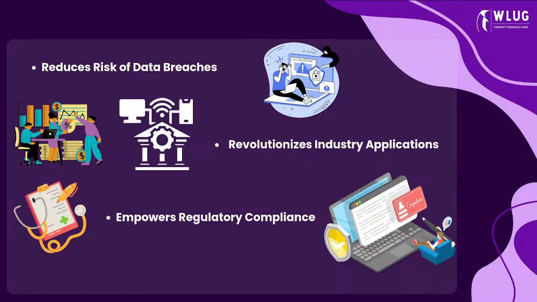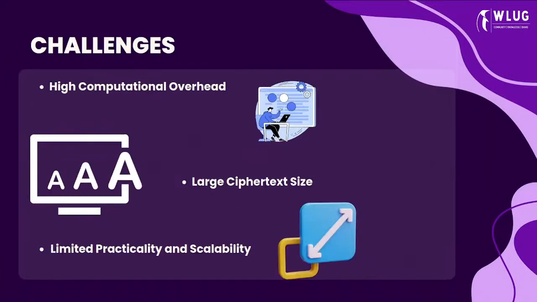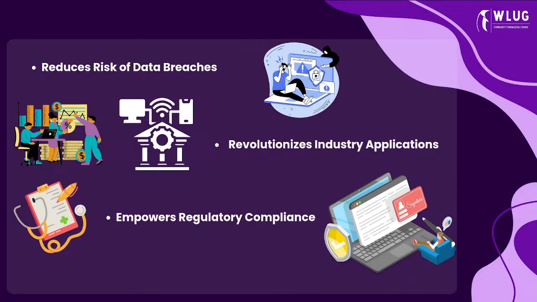Now another application is that it revolutionizes industry applications. Our industry is based on various applications. This will be a revolutionizing concept if we use this encryption technique, because both operations and security are enhanced in this case. And last is empowers regulatory compliance. Now in this case, as we are going to trust a third party with our data, if I give it in encrypted format, the trust between the client and that third party server or service increases automatically, because the client has no worry that the data can be lost or breached. So these were the benefits of using homomorphic encryption.